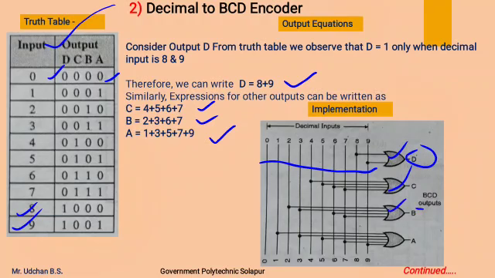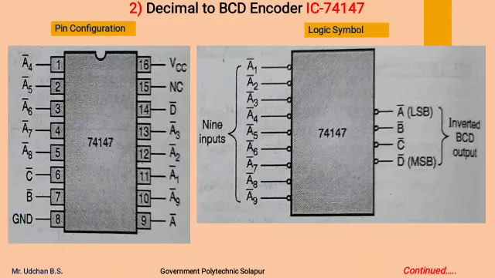For B, another OR gate is used to get 2 plus 3 plus 6 plus 7. And lastly, for A, another OR gate is used to get A as 1, 3, 5, 7, 9. That is 1, 3, 5, 7 and 9. These lines are connected to an OR gate to get the A output. This is how we can implement a decimal to BCD encoder.